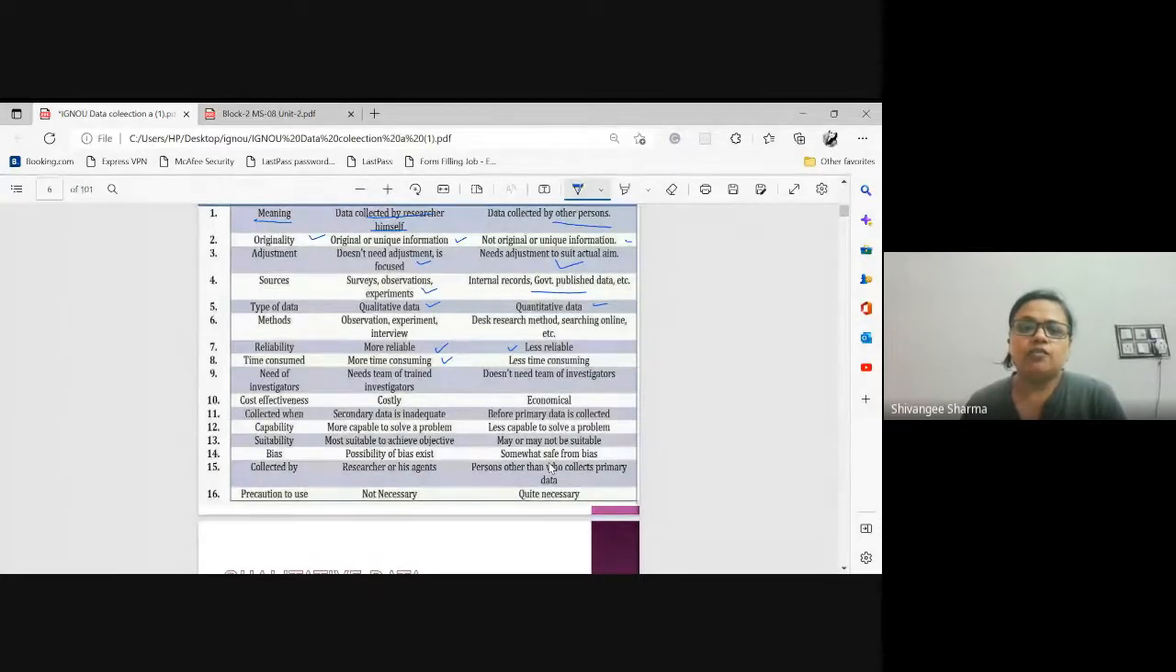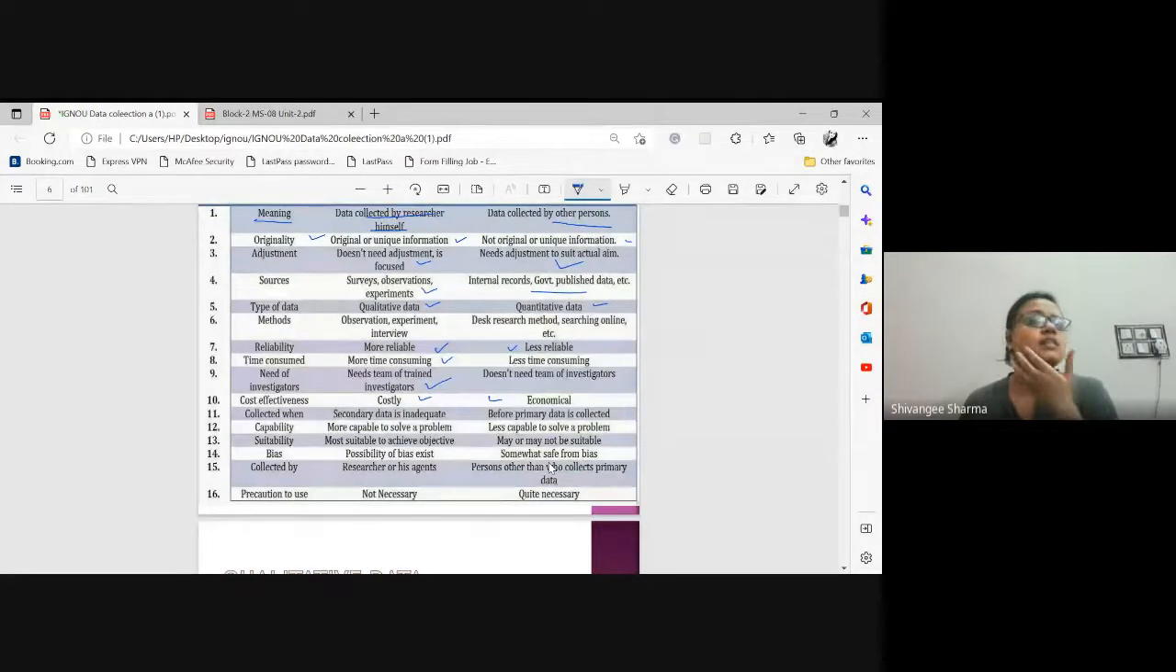Then there is the need for trained investigators in terms of primary data, because you must be able to identify your respondents very clearly. That is why you need skilled personnel in collecting primary data. Primary data is costly, yes, and secondary data is economical. Why is primary data costly? Because you will hire a research team or something for data collection, etc. That's why it is costlier as compared to secondary data.